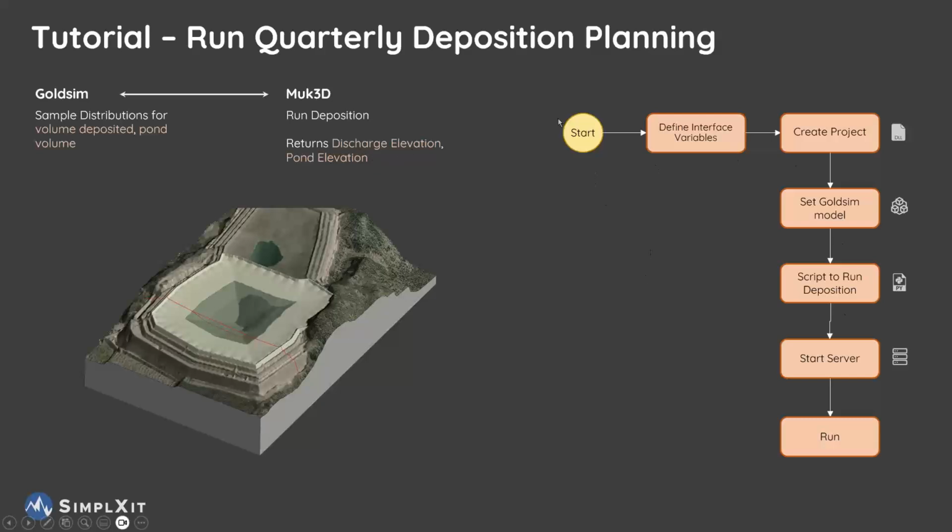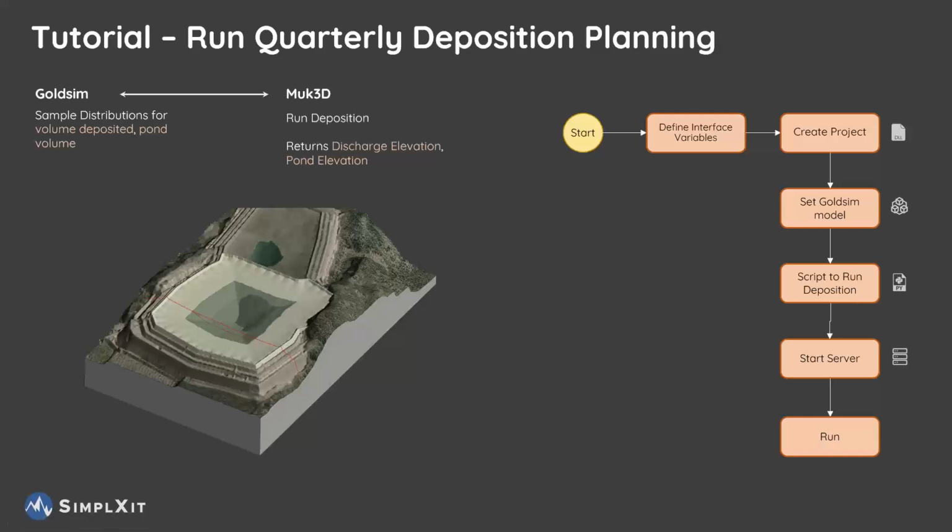So the steps will go like this. We'll define the variables. So all those variables that we have here in salmon color. Then we'll create the project, which will create the DLL, which allows us to communicate between GoldSim and Muk3D. Then we'll set up our GoldSim model. We'll set up the script in Python that allows us to line up all the various commands that need to run in Muk3D. We'll start the server and run that model.